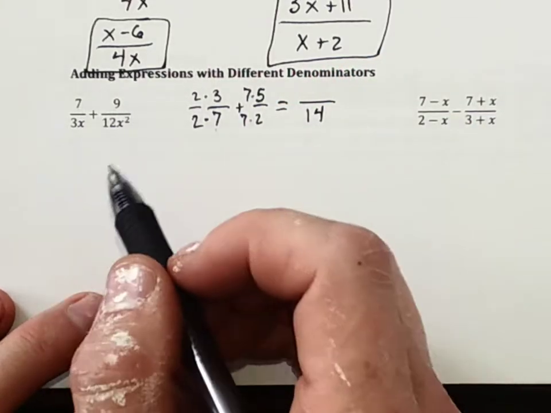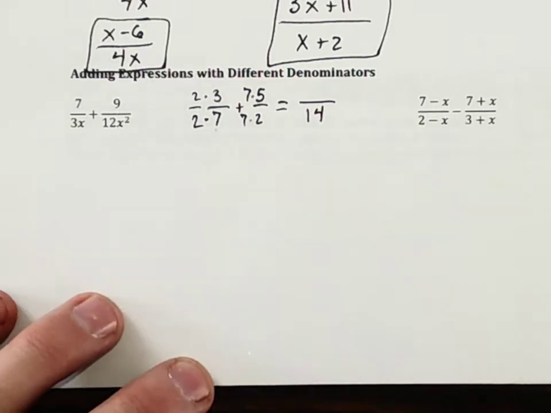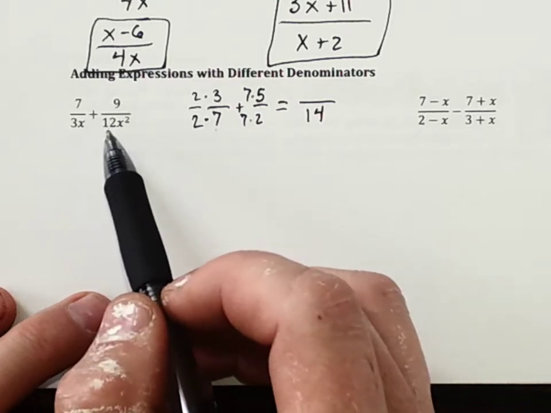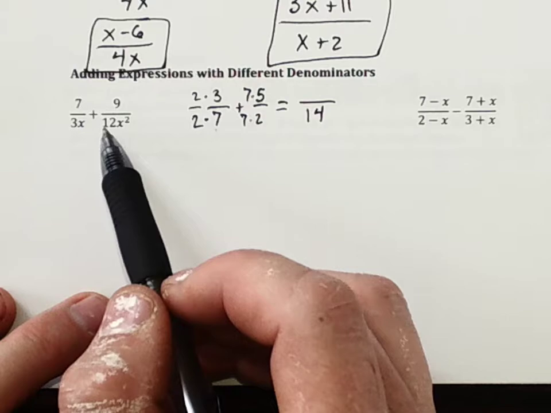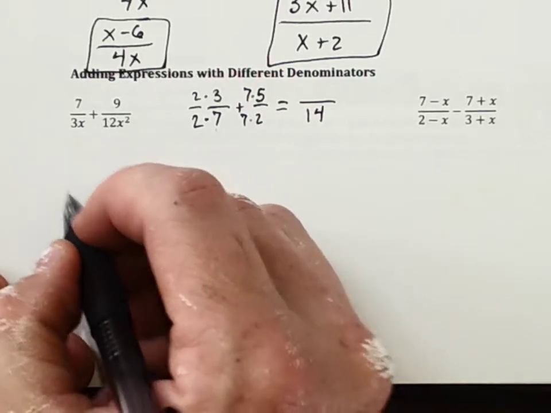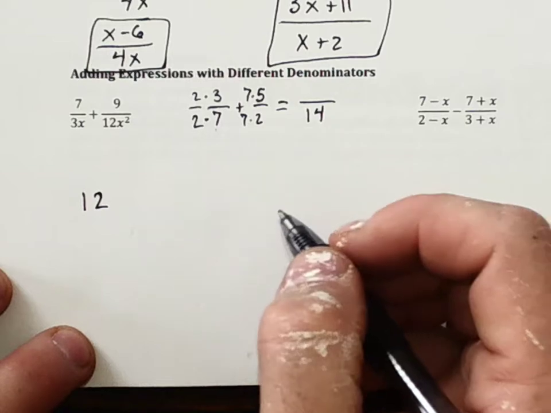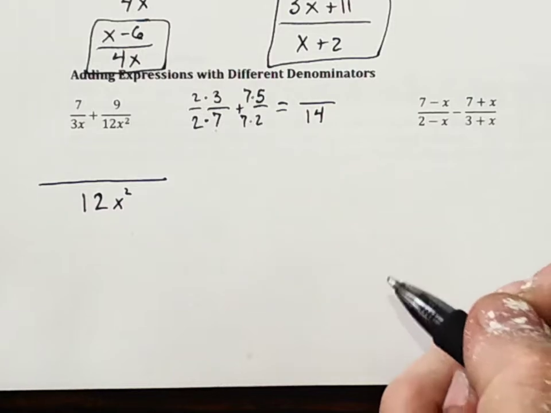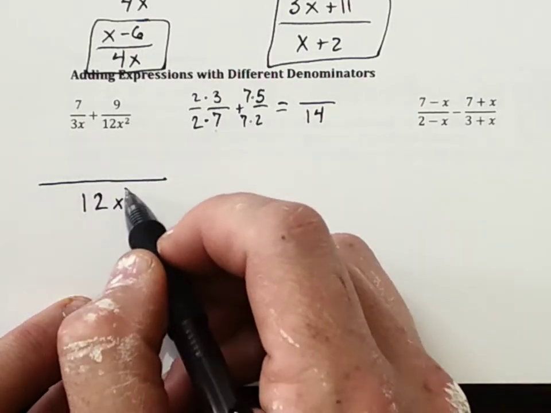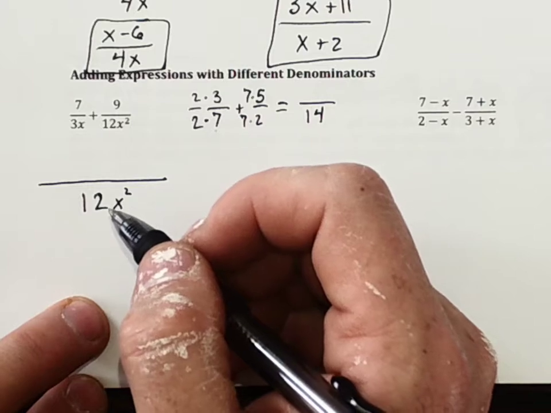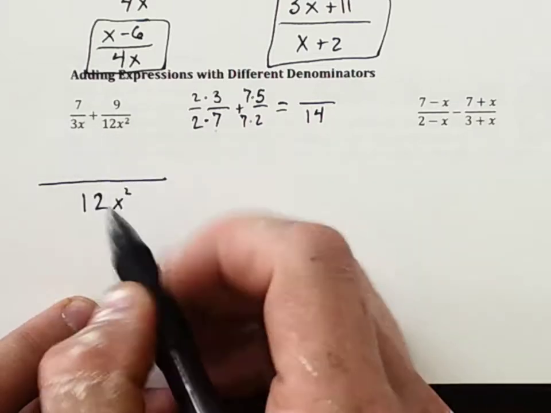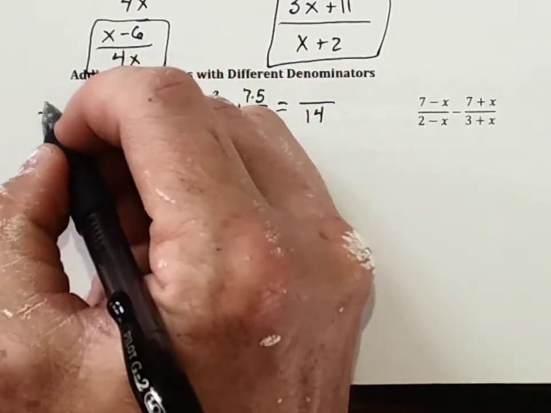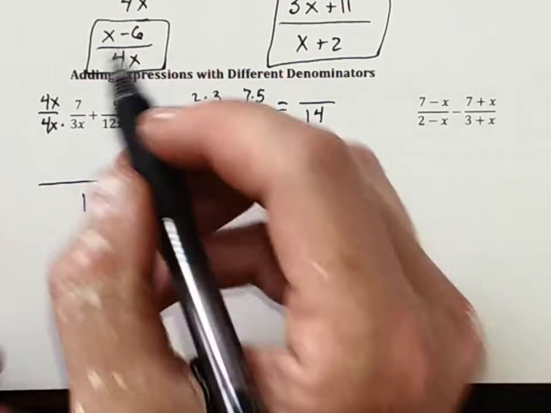That's exactly the same thing we're going to do here, but we also have variables. So what is the least common denominator between 3 and 12? Well, because 3 goes into 12, it's 12. So we're going to make the denominator a 12. Also, we're going to make it x squared. We can turn the x into an x squared by multiplying by x. So what do I have to multiply 3x by to get 12x squared? The answer is 4x. If I multiply the bottom by 4x, I must also multiply the top by 4x.